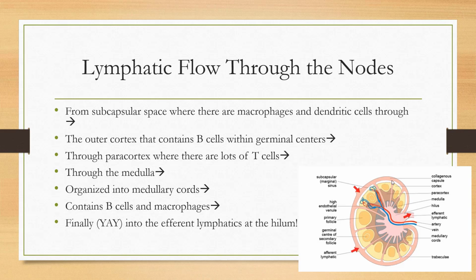So again, we've got the collagen capsule. We're going to enter in the subcapsular space where there are macrophages and dendritic cells, then into the outer cortex that contains B cells, through the paracortex where there are T cells, into the medulla, which is here in gray. This is where we've got B cells and macrophages, and then finally into the efferent lymphatics at the hilum.